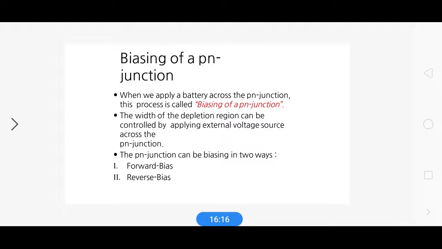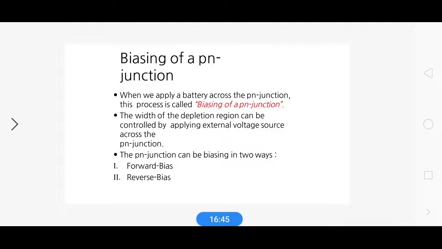The width of the depletion layer can be controlled by applying an external voltage across the junction. That means the width of the depletion layer will either increase or decrease, decided by the external voltage applied across the junction. There are two types of biasing methods: one is forward bias, another one is reverse bias.